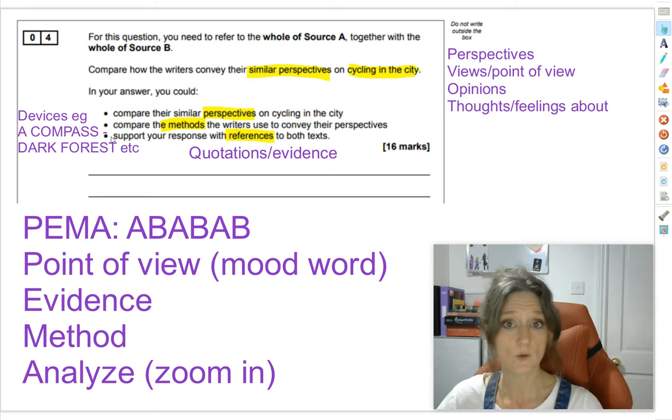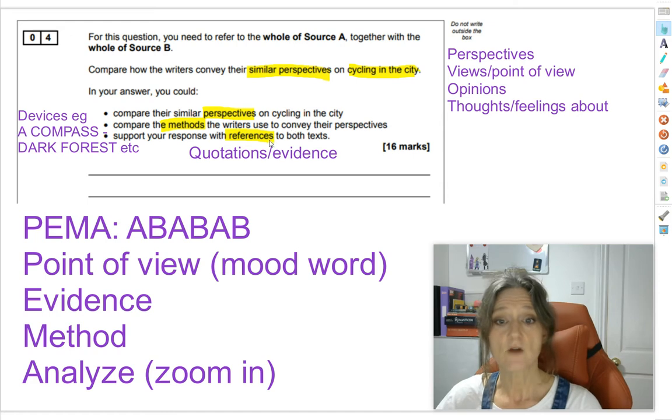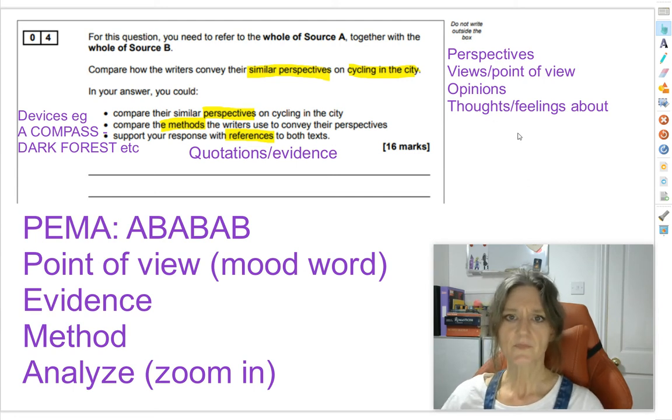But then, of course, it goes without saying you must support your response with reference to both texts. So you've got to talk about source A and then source B, and then obviously references means quotations or evidence. So you need to bring in those quotations, not just from source A, but from source A and source B. So this is the mnemonic.